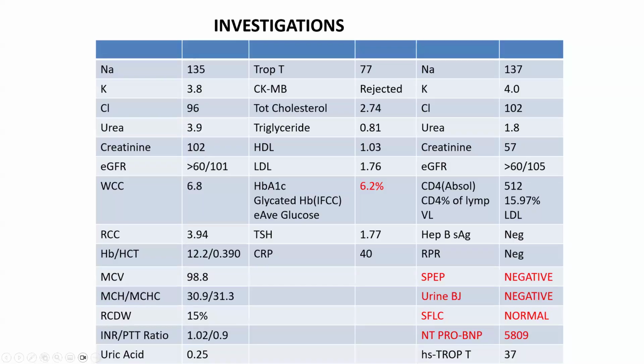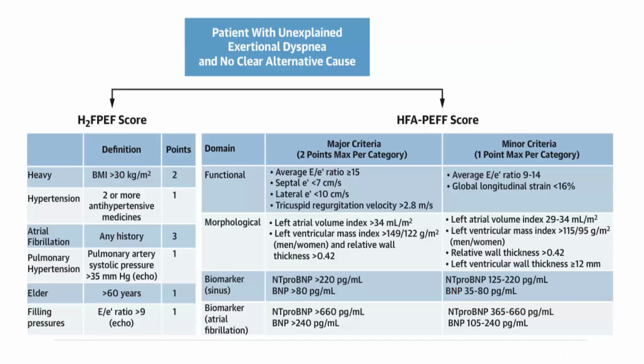Okay, so his blood investigations: he had a normal urea and electrolytes, normal full blood count. He was pre-diabetic with an HbA1c of 6.2. And his workup for plasma cell dyscrasias was negative, and he had a very elevated NT-proBNP of 5,809, and his high sensitivity troponin was 37.